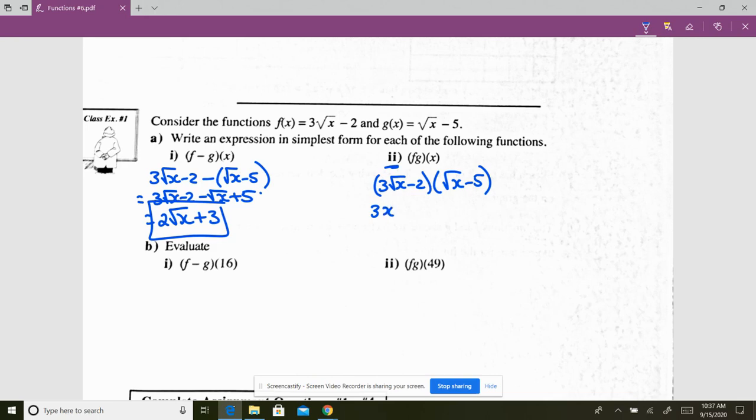3 root x times negative 5 is negative 15 root x. Then 2 root x times root x... and the last term is 10. And then collecting your like terms is just the middle two terms: negative 17 root x. And there you go.